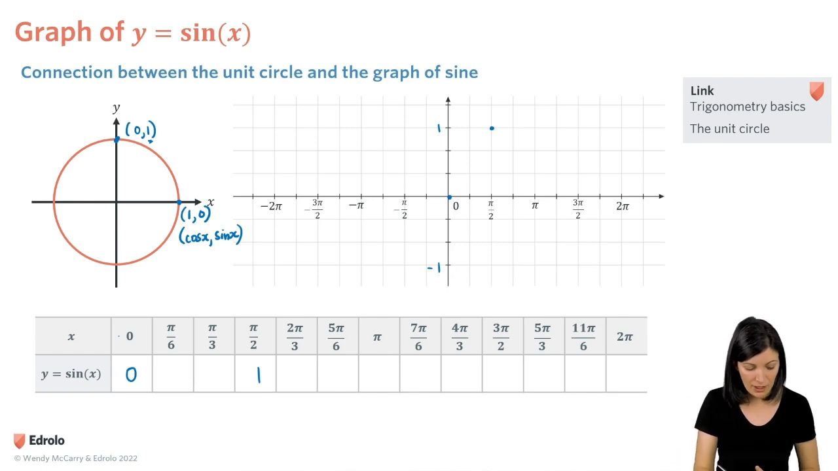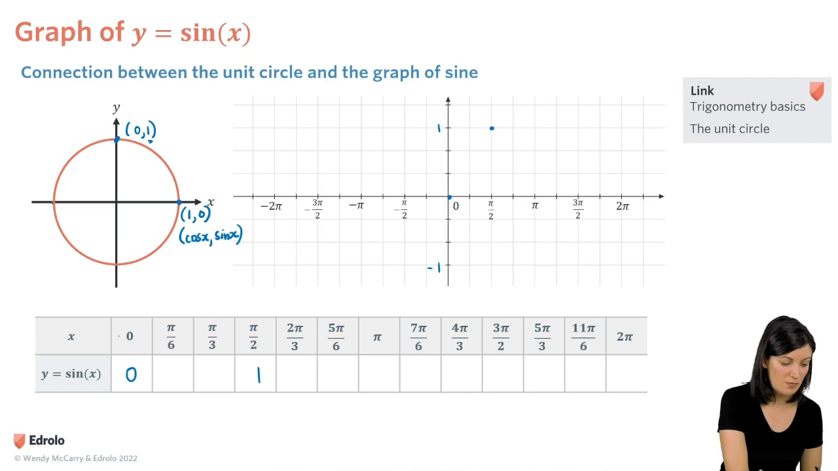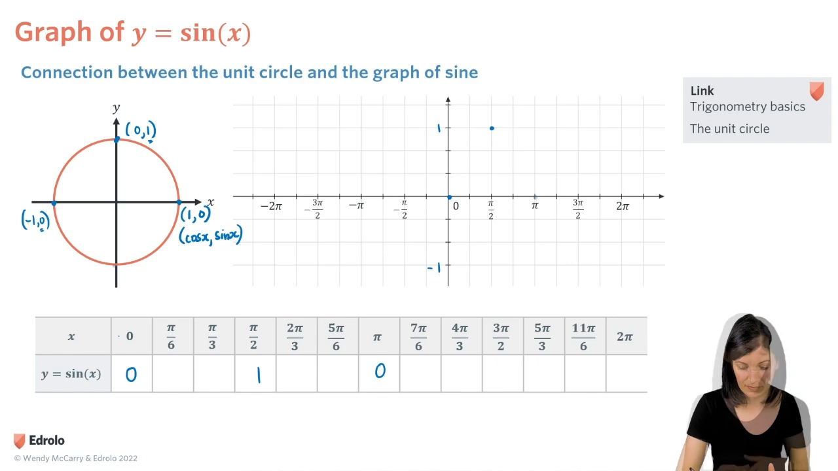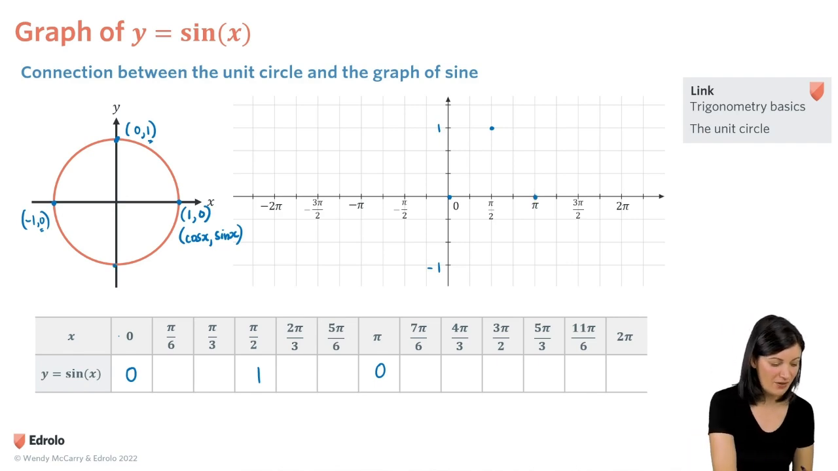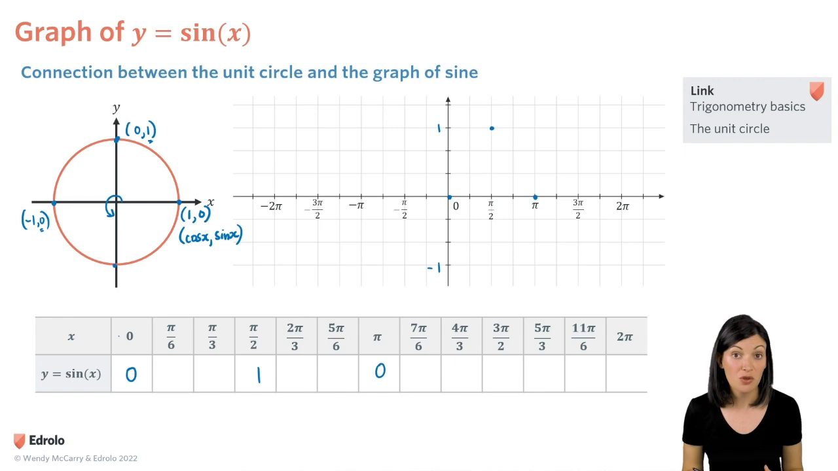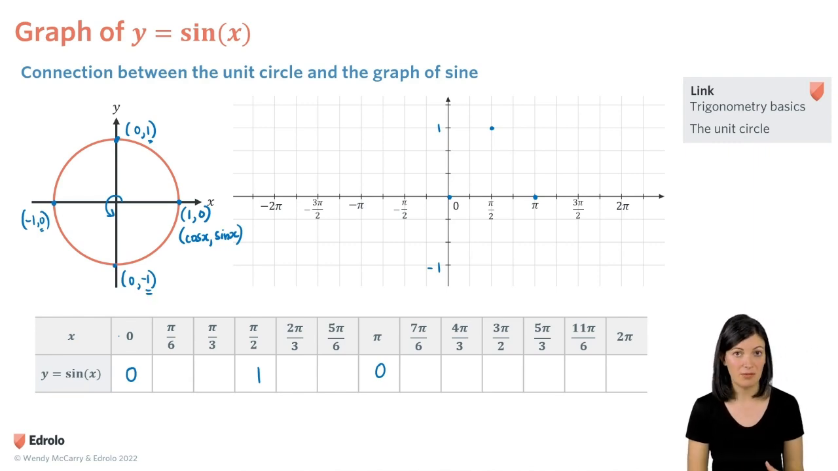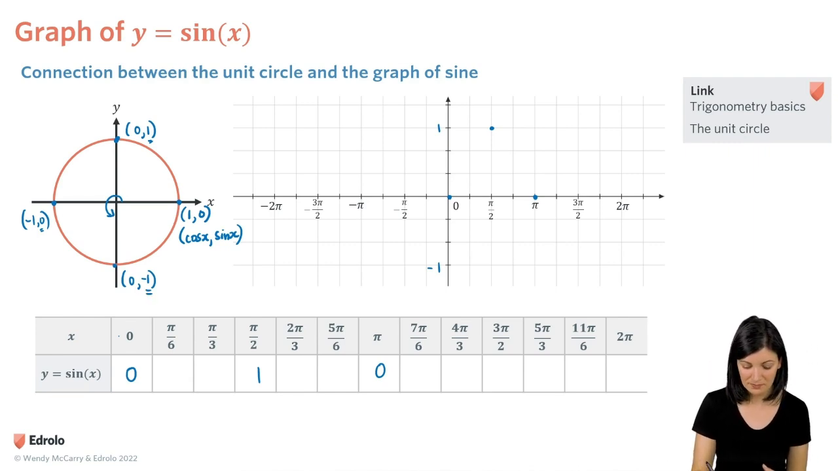Let's keep going. I'm going to look at where the angle is pi radians now. That's this point over here, the point (-1, 0). So the sine of pi, we know, is 0. I'll fill that in my table and plot that point. We'll now go to the next angle. This one all the way down here is 3 pi on 2 radians. That there is the point (0, -1). So the sine of 3 pi on 2 radians is negative 1.